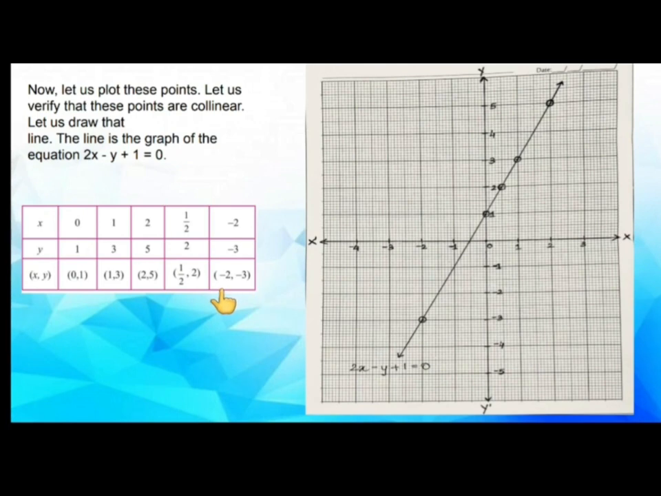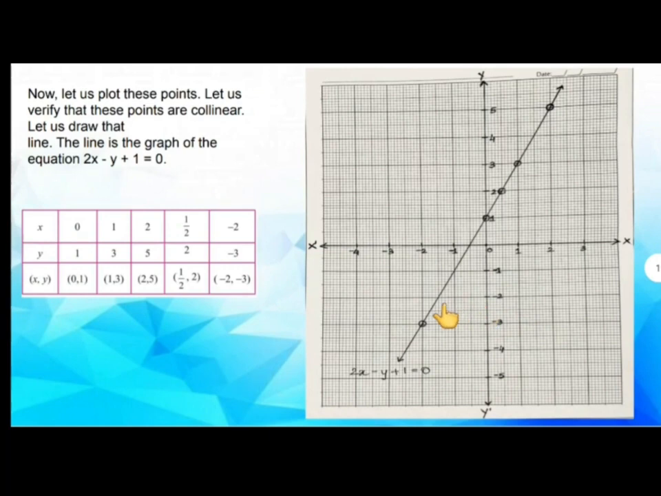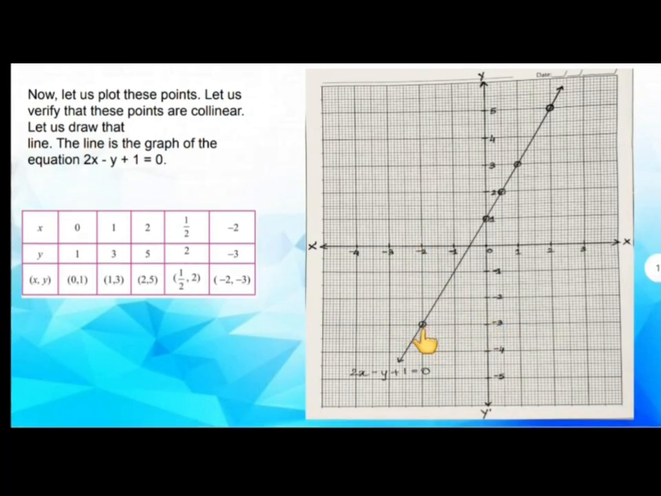And lastly, our x coordinate is -2 and y coordinate is -3. So we locate on the x-axis -2, that is here, and on the y-axis we locate -3, which is here. So the intersection of these 2 points will be the location of this point, which is here, with x coordinate as -2 and y coordinate as -3. Now we have to draw a line which passes through all these points. So we draw this line and we have to make sure it passes through all these points.